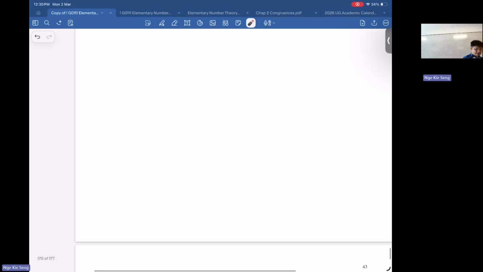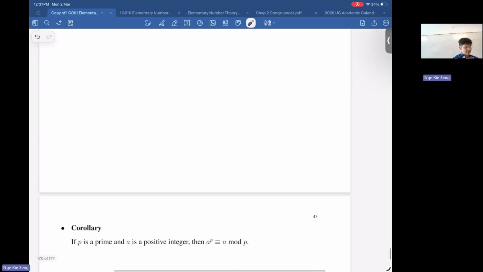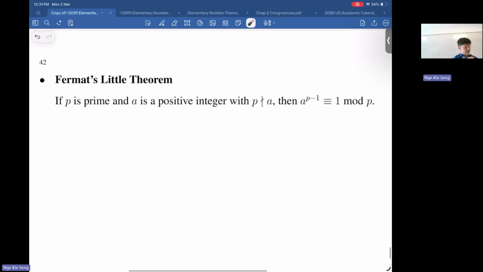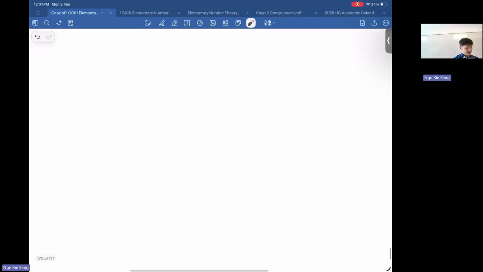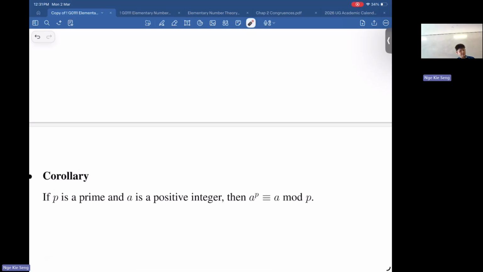And the corollary is we can throw away the condition of divisibility. If P is prime, A is a positive integer, A to the power P is congruent to A mod P. It's like you multiply A on both sides. Okay, so this is a corollary. It's also true as well. Note that there's a slightly different condition here. For Fermat's little theorem, you need P does not divide A, and then for the corollary, you just need P to be prime. A is a positive integer. That's it. Okay, slightly relaxed condition.